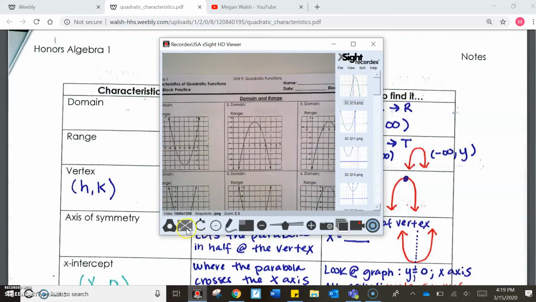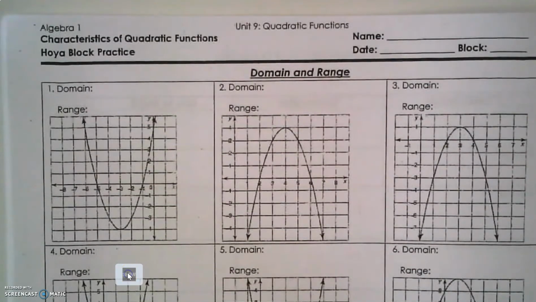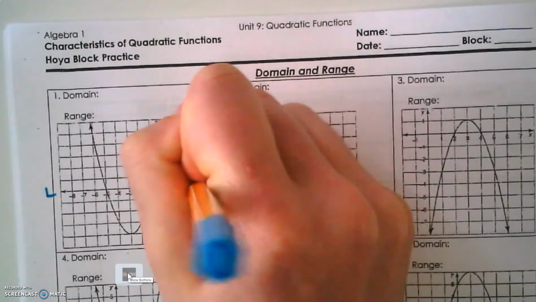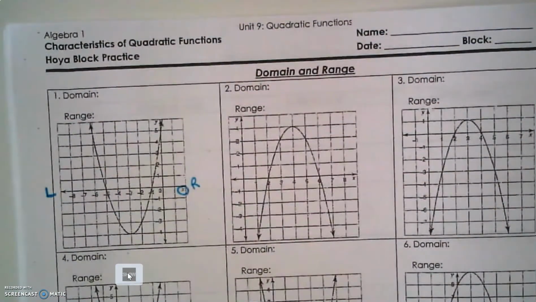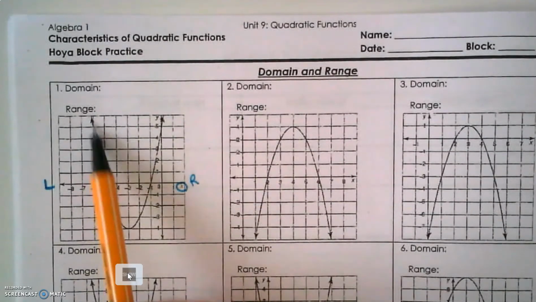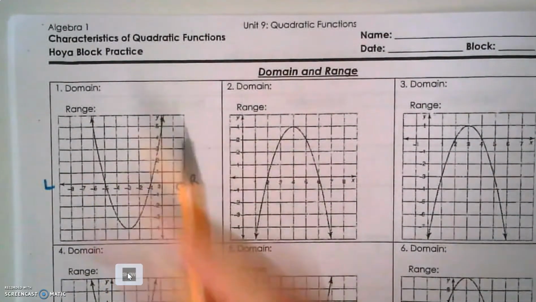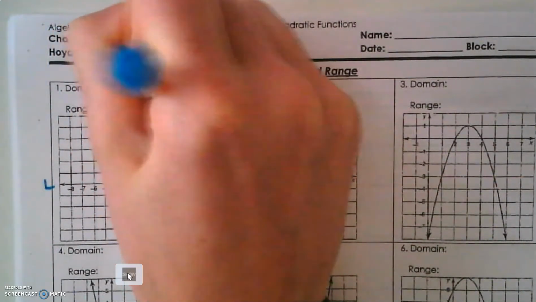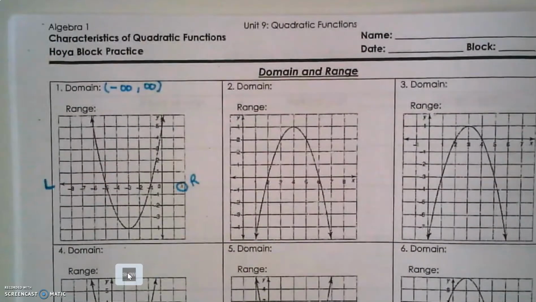So let's look at some examples here. These examples are found on page 10. So your domain, those are x values. We read them from left to right. Okay, that's the way our x-axis goes. When we read from left to right, this arrow continues to loop forward. So we're talking about every possible x value. Every possible x value is represented by negative infinity to positive infinity.